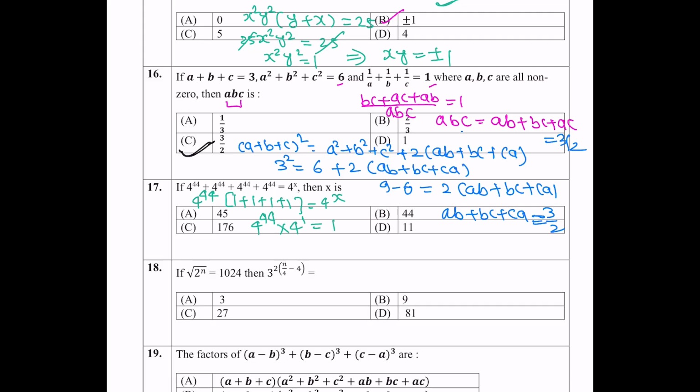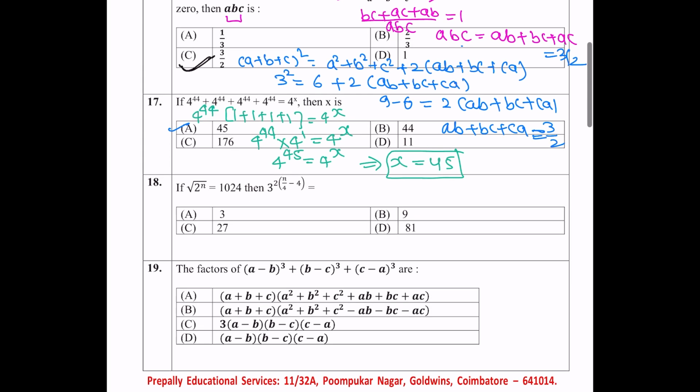So 4 raised to the power 44, here 1 appears 4 times, so this is equal to 4 raised to the power 1 is equal to 4 raised to the power x. So here we can write 4 raised to the power 45 is equal to 4 raised to the power x. So finally here we got x is equal to 45 by comparing their exponent. So here we are getting option A is the correct one.